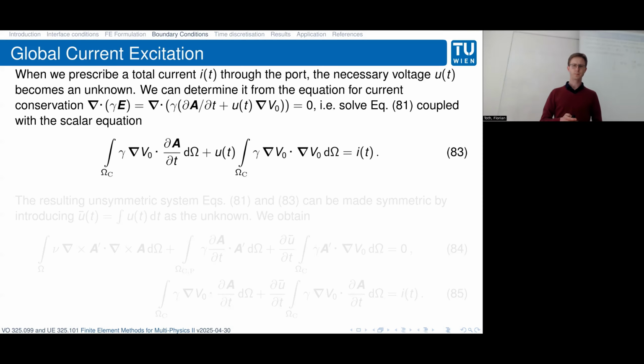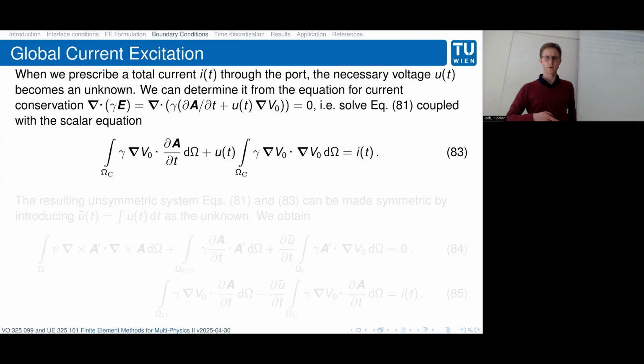And then we can insert here the definition of the E field for this formulation. That's the time derivative of the vector potential plus the voltage.